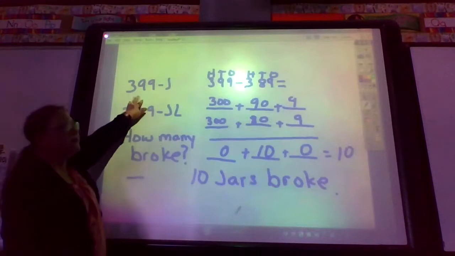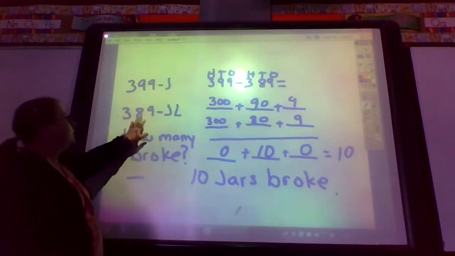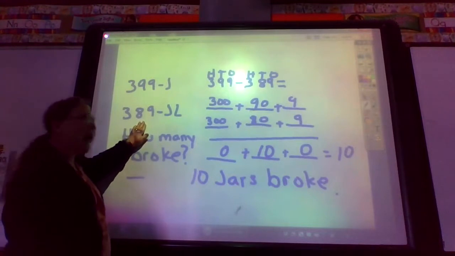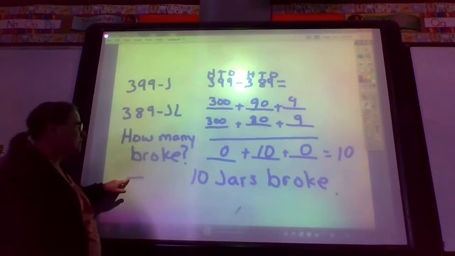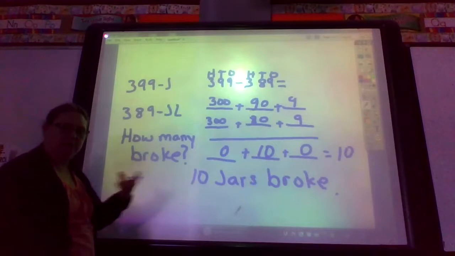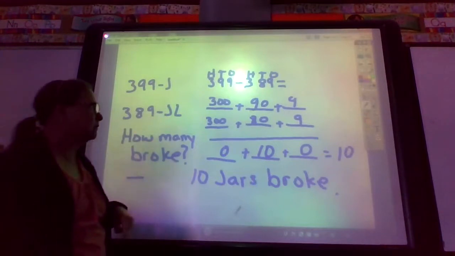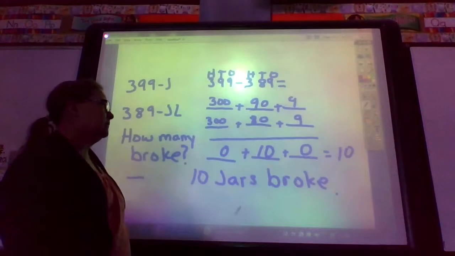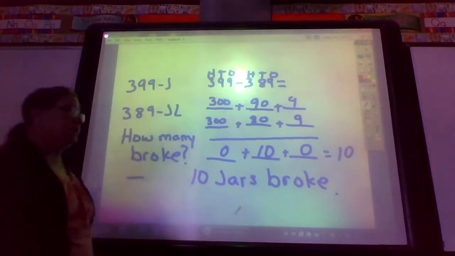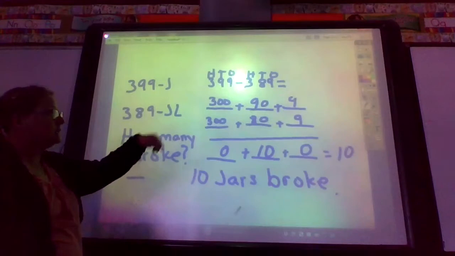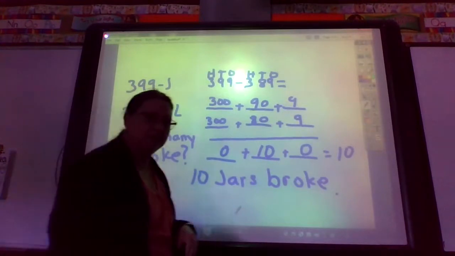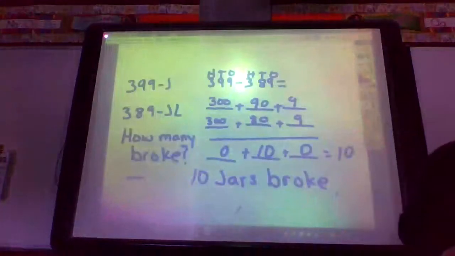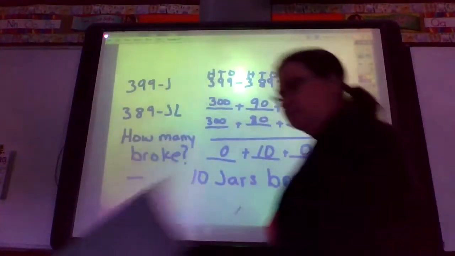So, I started with 399. We had 389 jars left after some fell off. They wanted to know how many broke. So I'm subtracting because that's like some was taken away. So I made my subtraction problem, 399 minus 389. I labeled so that I know what the place values are. I did expanded form, and then I subtracted, and then I added my expanded form together to get 10 jars broke. So that is our application problem for today. Not as hard as what you thought it was going to be when you saw those big numbers.